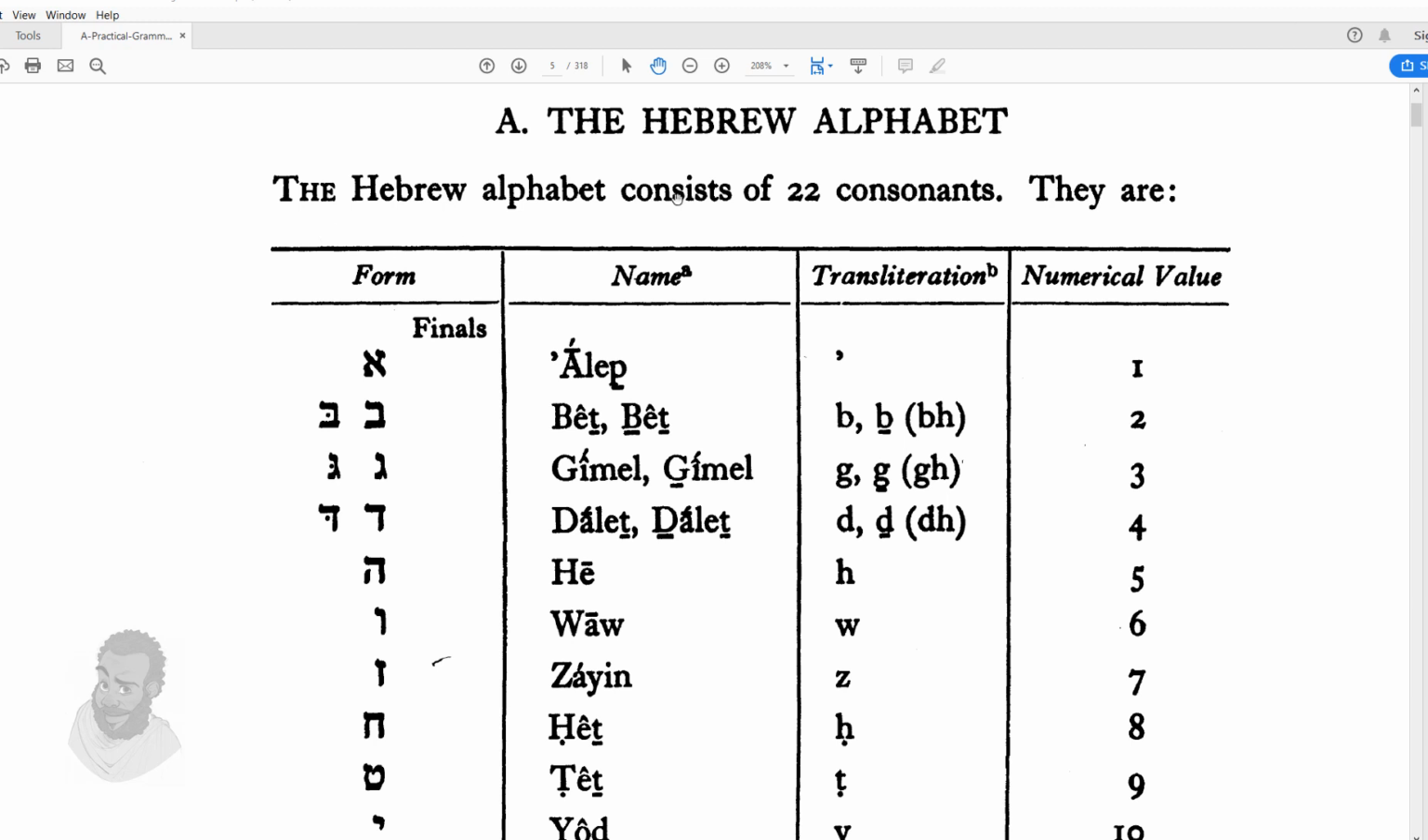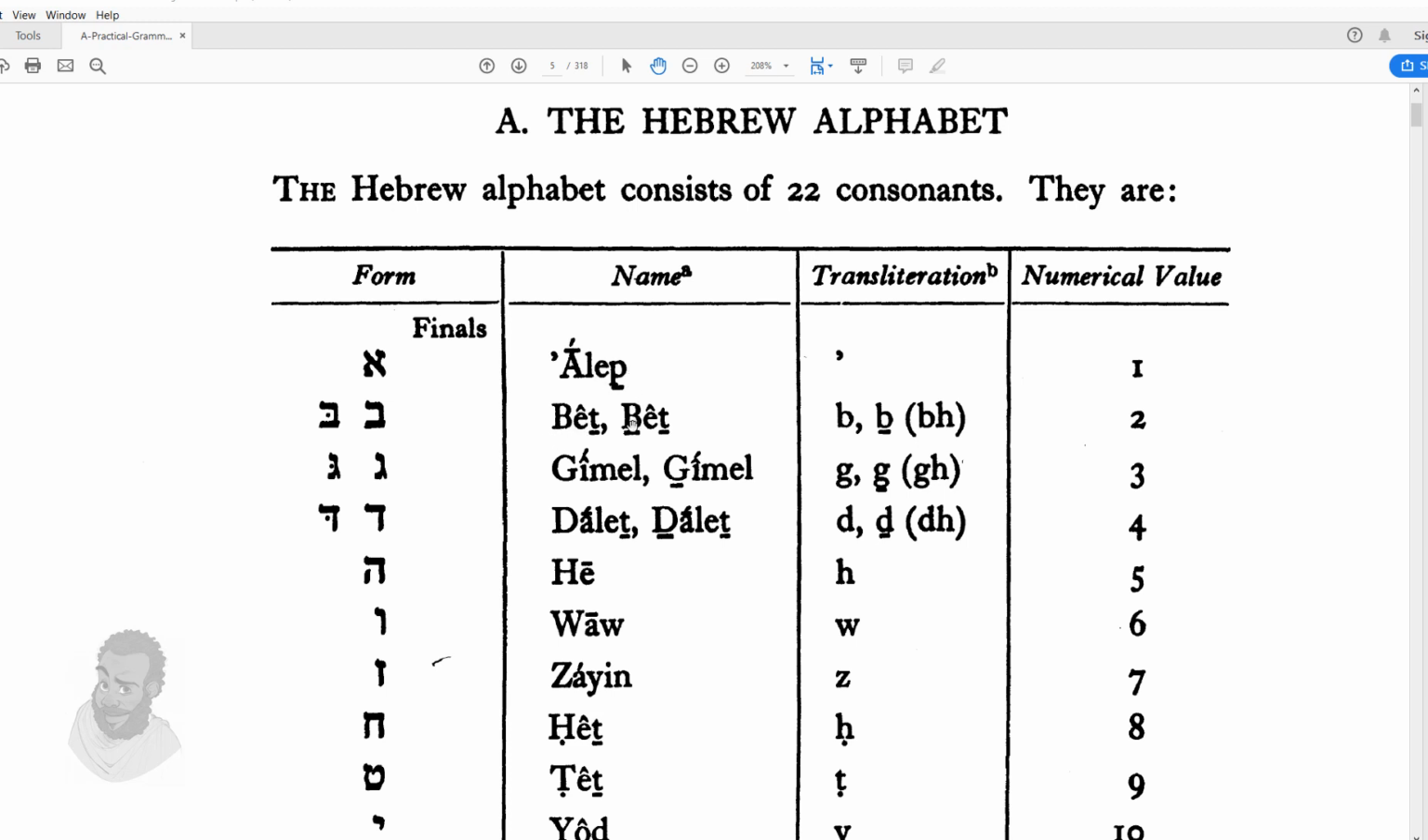So let's start. The Hebrew alphabet consists of 22 consonants, and they are: Aleph. The reason they have an underscore or a dash underneath the letters is to say that it's fricative, okay? My first edition book doesn't have this. It actually has an H, but instead they put an underscore here to indicate that it is a fricative consonant. Okay, so this is Aleph, not Alep, but Aleph.